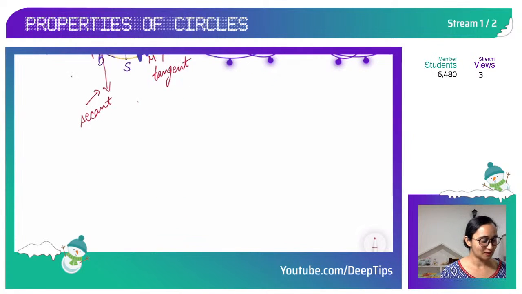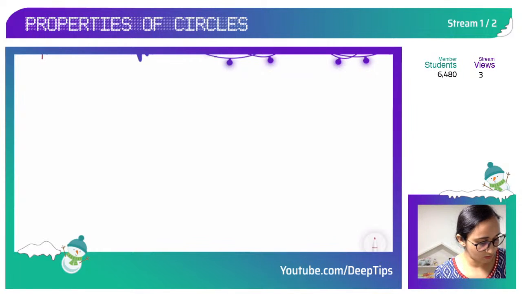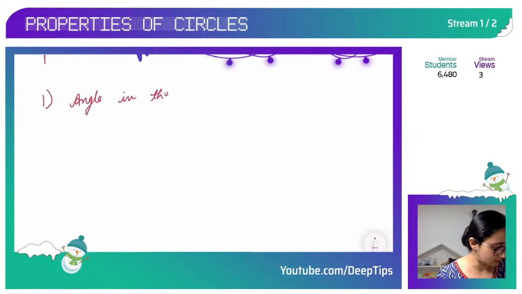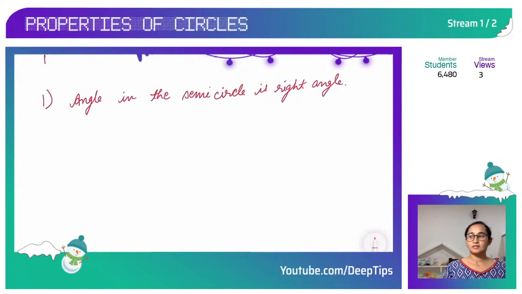So let's begin the theorem of the day. My first theorem says: angle in the semicircle is a right angle. Now this is the simplest theorem. Angle in the semicircle is a right angle.